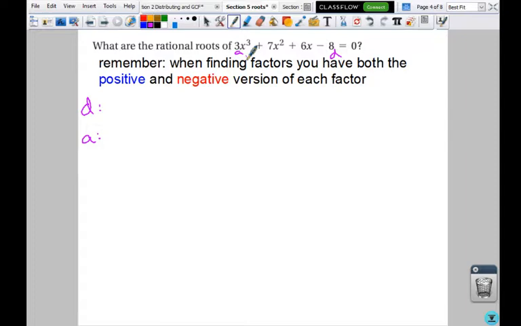What are my factors of 8, Kayla? Factors of 8 would be like 2 and 4. 2, negative 2, negative 4. It would be 1. And you're missing 2 of them. 8 and 1. 1 and 8. Negative 8 and 1.